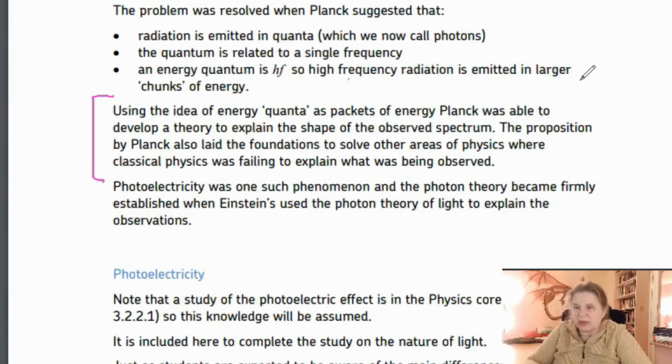What is it about energy coming in lumps that means that it solves this catastrophe problem? Because it seems to me that this doesn't explain it at all. So I went looking for a better explanation, and I did find one.